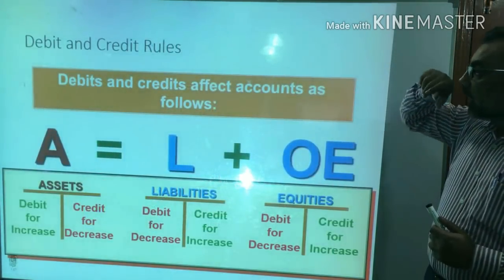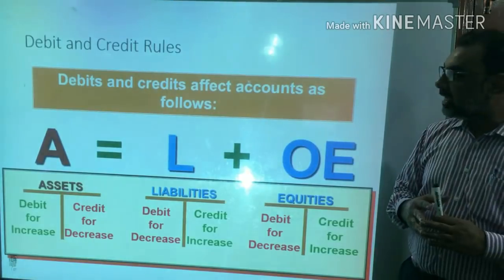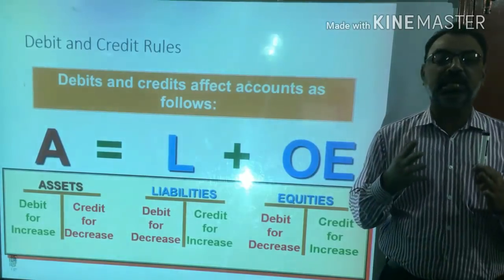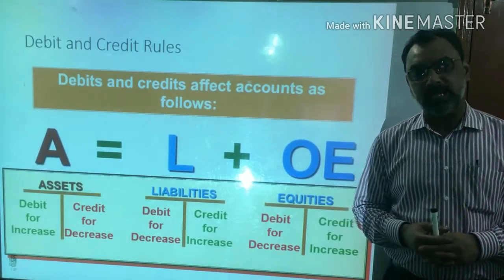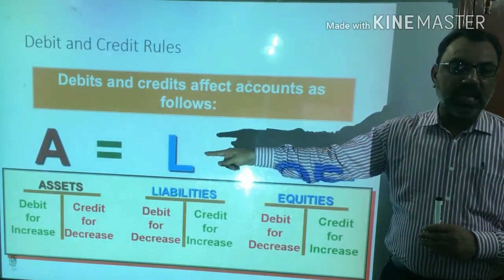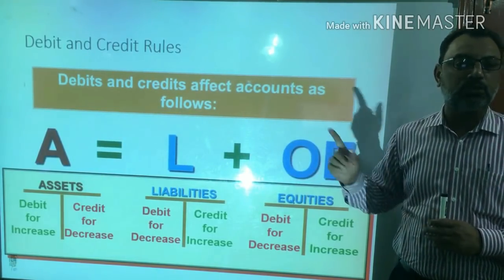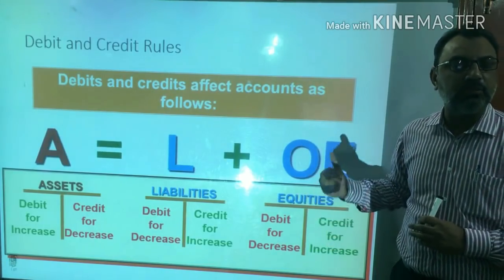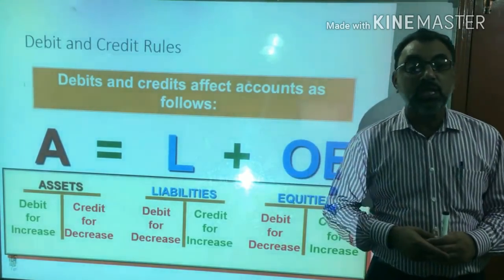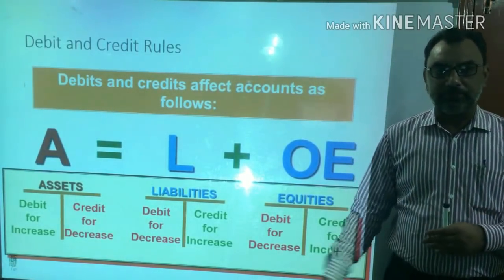As we discussed earlier, the rules of debit and credit, I'm not repeating them again, but just to remind you how debits and credits affect accounts. We have the general equation: assets equal liabilities plus owner's equity. When assets increase, it is posted on the debit side. When assets decrease, it is posted on the credit side. Similarly, when liabilities increase, it is posted on the credit side. When owner's equity increases, it is posted on the credit side. And when liabilities and equity decrease, it is posted on the debit side. That part we discussed in detail in our previous lecture.